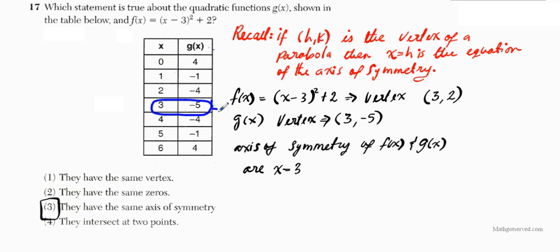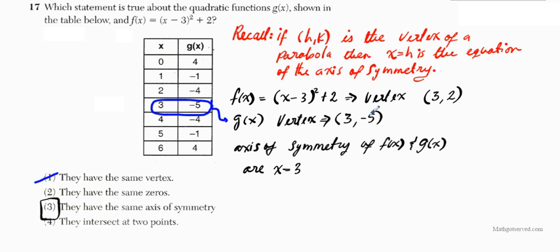So for function g, the vertex is (3, -5), because you have -4, -4, -1, -1, 4, 4. Now the vertices have the same x-coordinate, but the y-coordinates are different. So the vertex cannot be the same.